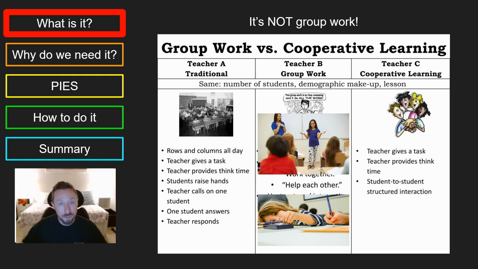Cooperative learning is where a teacher gives a task. So they say, this is your laboratory assignment, and the teacher provides some think time for them to be able to figure out how they might go about doing this. And then there is structured student-to-student interaction, and it is up to the teacher to provide that structure on how that interaction is going to go.